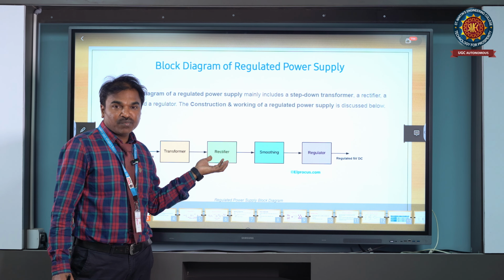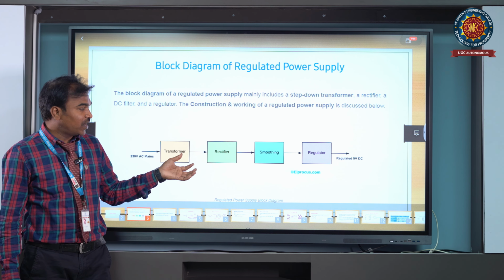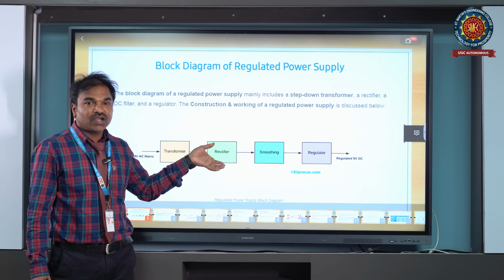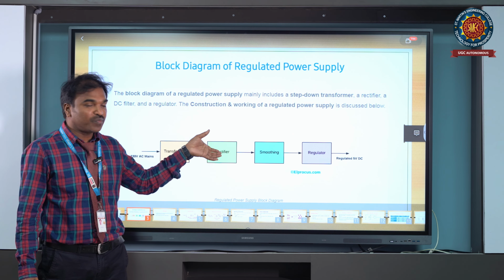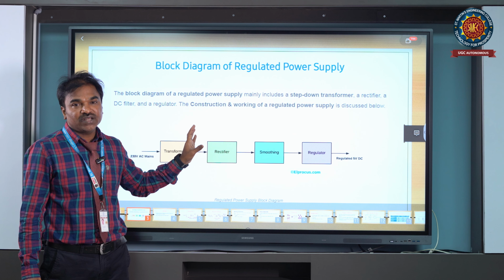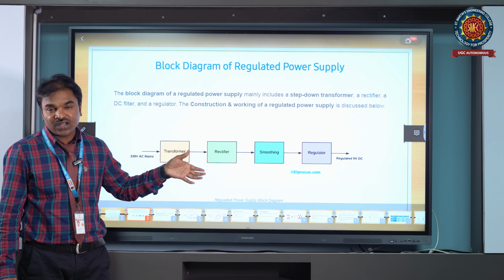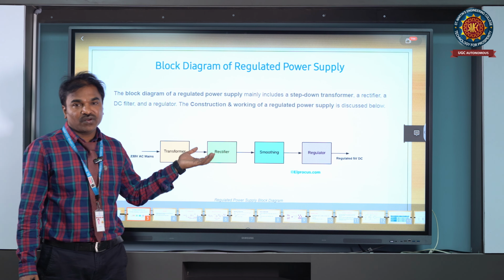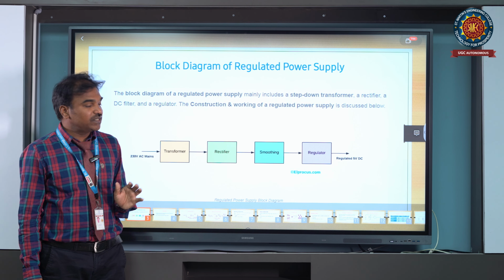What is the basic definition of the rectifier? The rectifier converts AC into pulsating DC, not pure DC. Different types of rectifiers are there: half wave rectifier, full wave rectifier, and bridge rectifier.